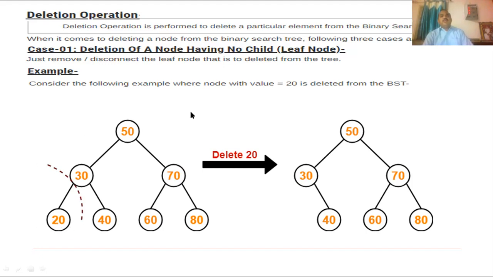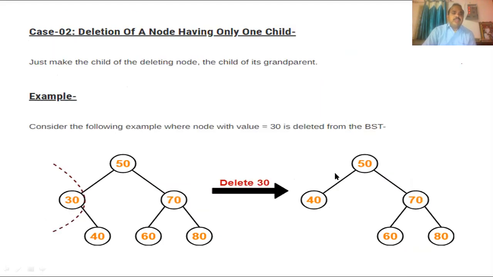Consider the following example where the node with value 20 is deleted from the binary search tree. Is 20 greater than 50? Same conditions. No, then take the left subtree. Is 20 greater than 30? No, take the left subtree, 20. But 20 doesn't have any child, so you remove the 20. Then 30's left is set to null. Clear? So this is the output after deletion. This is the tree for the first case. Next one is the second case: deleting a node having only one child.